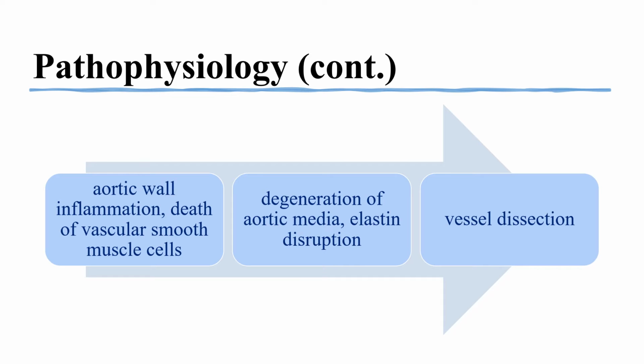Additionally, the partition of tunica media can fragment the elastic fibers. As we mentioned earlier, elastic fibers contribute to the elasticity of the aorta. So if elastic disruption happens, it can reduce the elasticity of the aorta and make it less resilient. Eventually, the high pressure blood within the tunica media can separate the media layer from the intima layer, which is known as vessel dissection.